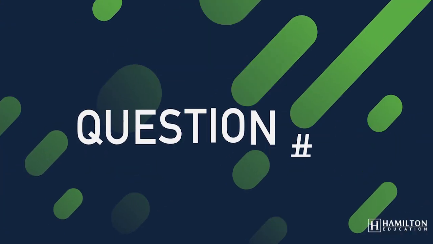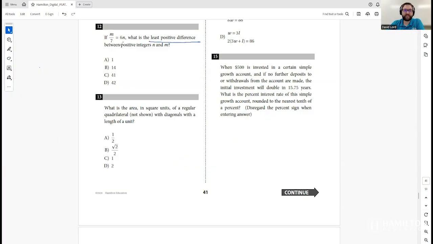If m over 7 equals 6n, what is the least positive difference between the positive integers n and m? So we're going to be subtracting 2 numbers, and n and m must be positive. So I'm going to make it a little bit easier to read. M is equal to 42n. And then I'm looking for the difference between those 2 numbers. So I might subtract m and n, and I'd get 42n minus n, which is 41n.